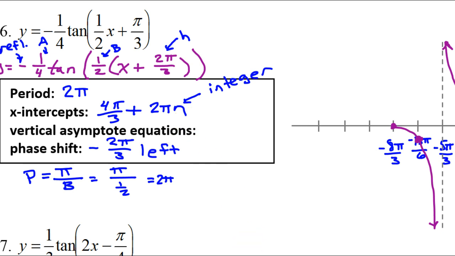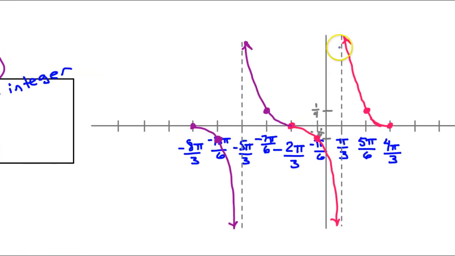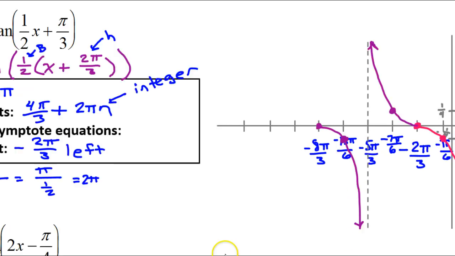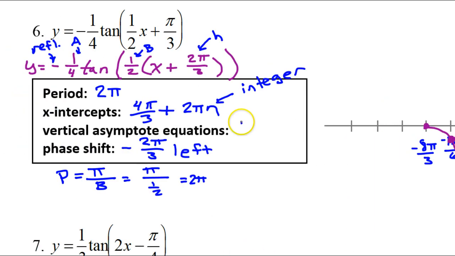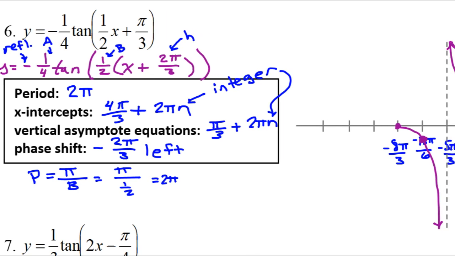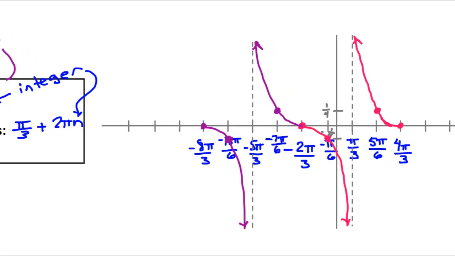Similarly with the vertical asymptote, my only positive vertical asymptote is here at pi over 3. So I'm going to start with that one. And again, they only occur once per period. So I'm going to again add multiples of the period. So 2 pi n again. And I will again indicate that n is an integer. So that's going to do it for number 6, and that is the end of this video.